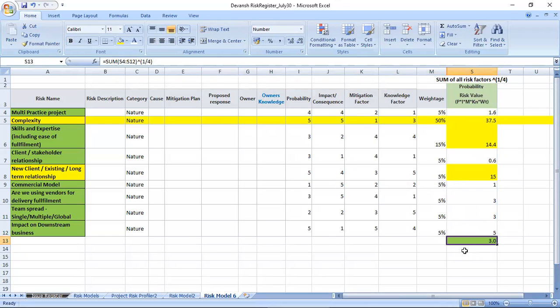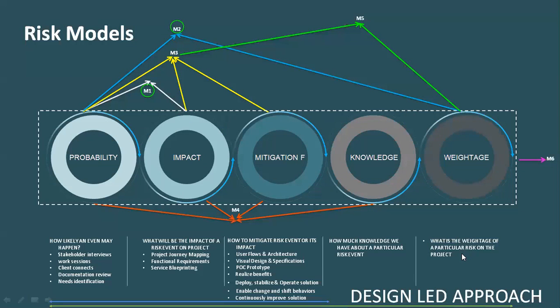Another thing that you have to keep in mind: whenever you have weightage in your risk model, you need to sum up all the risk factors or risk values. But if you do not have weightage in your risk model, you have to average out all the risk values. Whether you are raising it by what power depends upon the number of variables you are taking into picture.